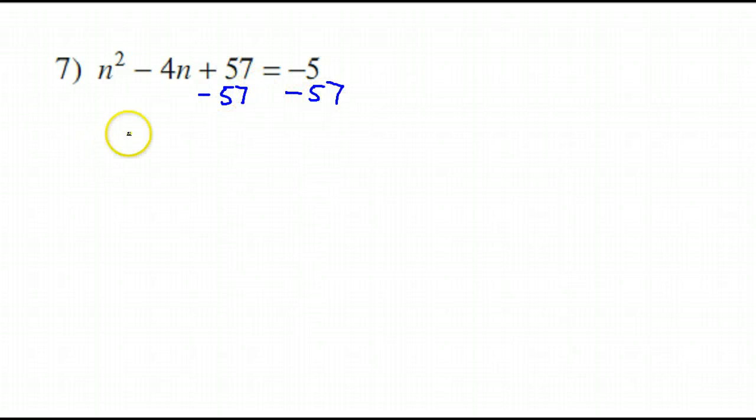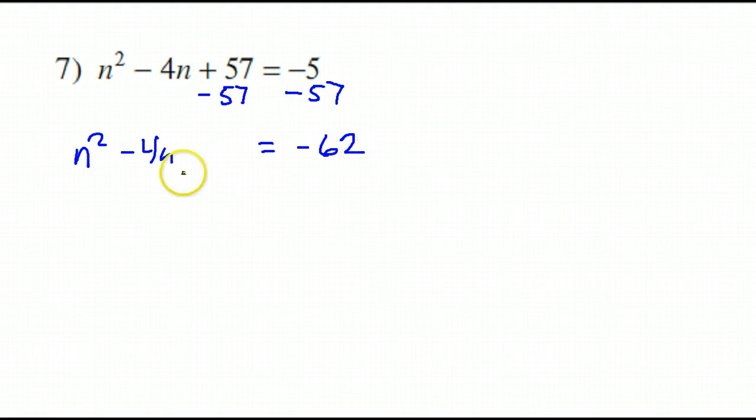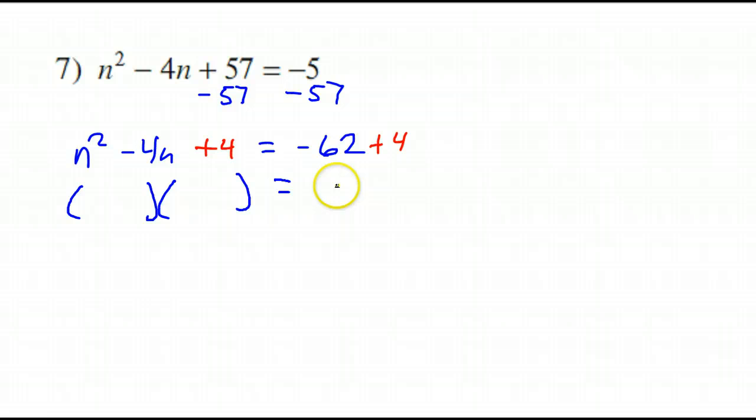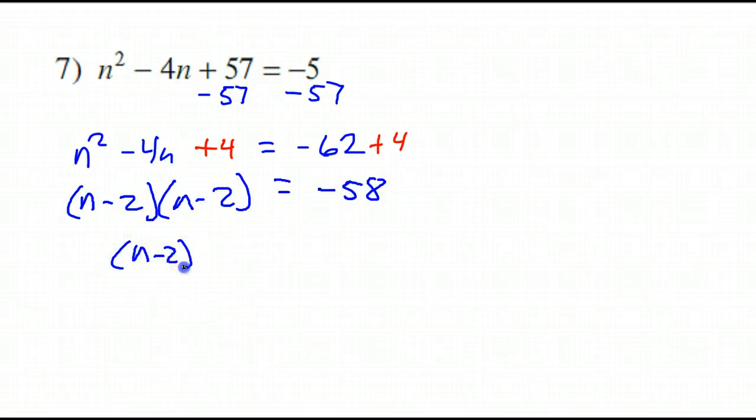So we're going to subtract that. That's going to leave us with n squared minus 4n. Leave a gap. So this is going to be negative 62. All right. The number that completes the square is going to be 4. Half of 4 is 2. 2 squared is 4. If I factor, I'm going to get n minus 2 twice. In other words, n minus 2 squared.